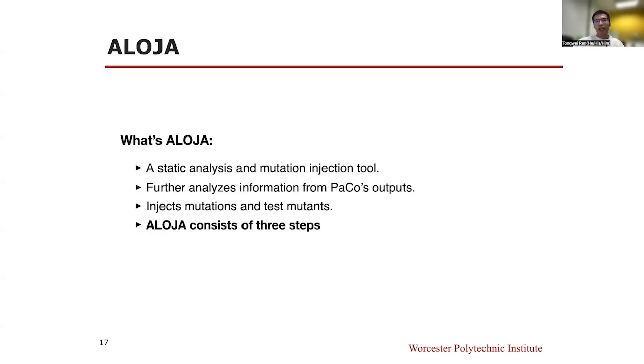Now we get to the second part of our whole approach, Aloja. Aloja is a static analysis and mutation injection tool that can further analyze information from Paco's outputs, inject mutations based on this information, then test and output useful mutants. Aloja consists of 3 steps.